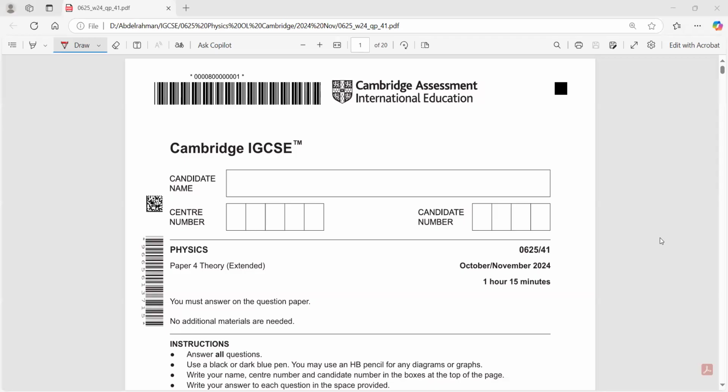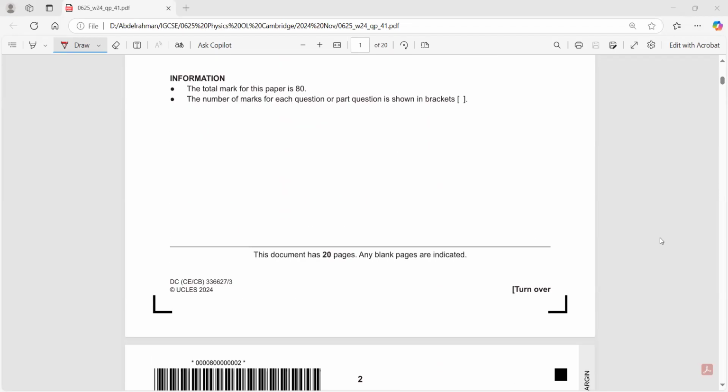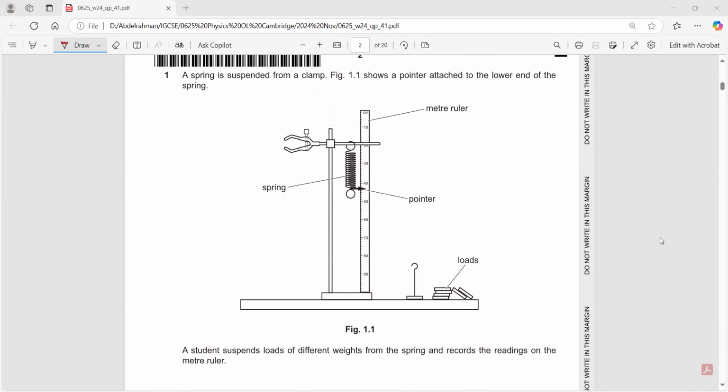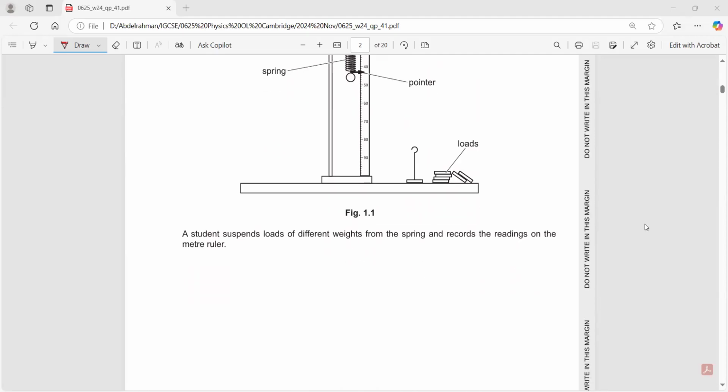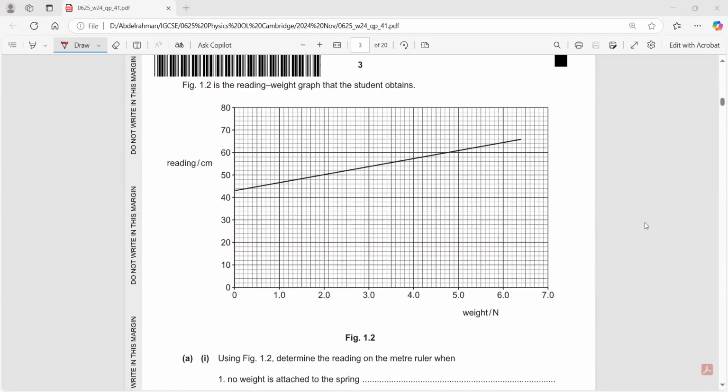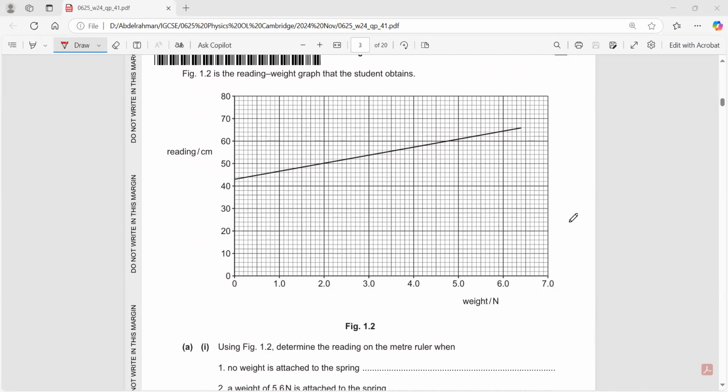Okay, November 2024, paper 4, variant 1. Question 1, the spring is suspended from a clamp. Figure 1.1 shows a pointer attached to the lower end of the spring. A student suspends loads of different weights from the spring and records the readings on the meter ruler. We have the reading from the meter ruler and the weight.